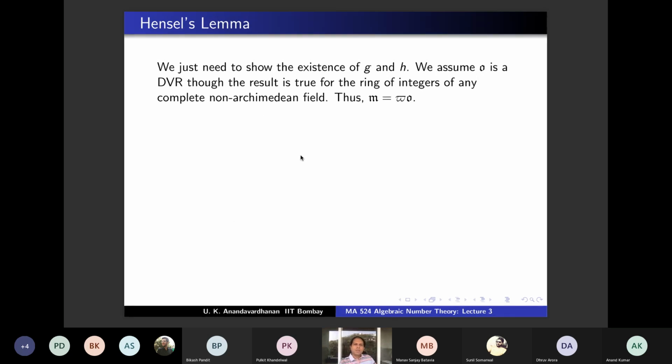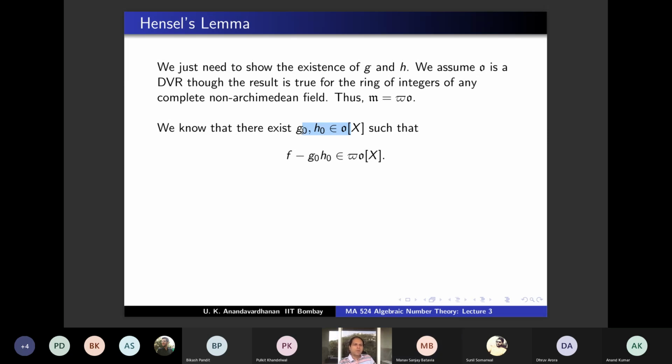So we are assuming that it's a DVR, therefore it's in particular a PID, and M is generated by one element. Let me call it pi. What we know is that there exist G naught and H naught in OX such that F bar is G naught H naught. Slight abuse of notation: G naught and H naught were actually in KX. I'm using the same notation to represent the lift also, in OX. So what we know is F bar is G naught times H naught.